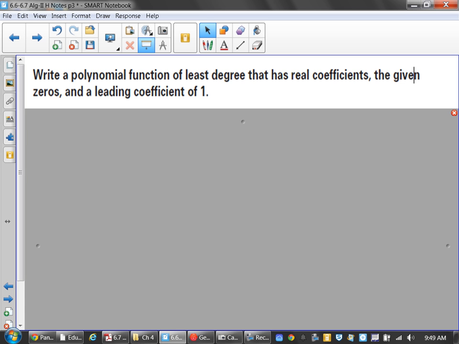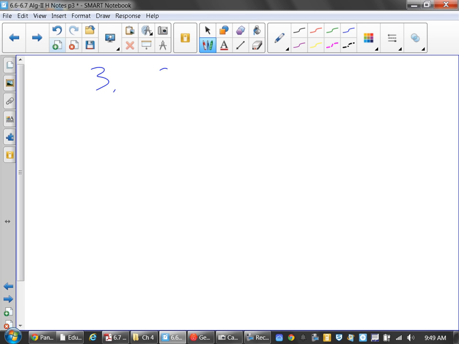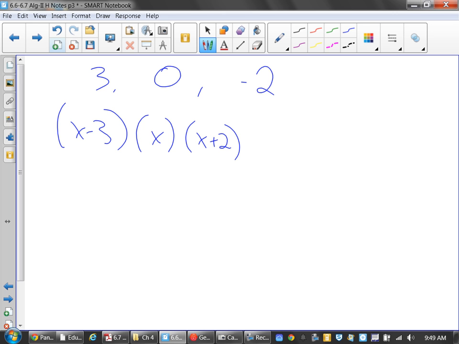And we've been talking about this all along. If I give you these 3 zeros, I want you to write out the polynomial. So if I tell you your zeros are at 3, 0, and -2, what are your 3 terms? x minus 3, and what do you do now? FOIL out. That's it.